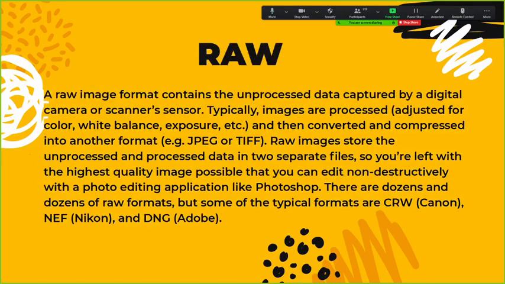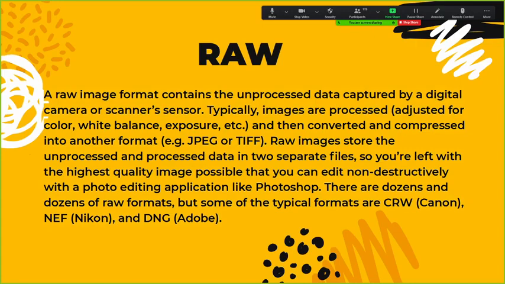So, next. We're still under the raster image file formats. Next is RAW. A RAW image format contains the unprocessed data captured by a digital camera or scanner sensor. Typically, images are processed, adjusted for color, white balance, exposure, etc., and then converted and compressed into another format. Example given, JPEG or TIFF.